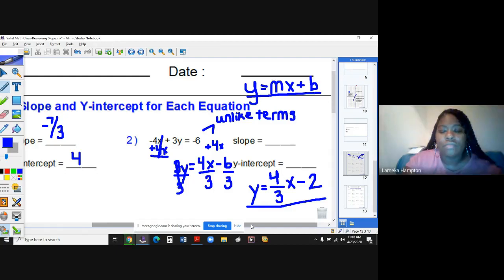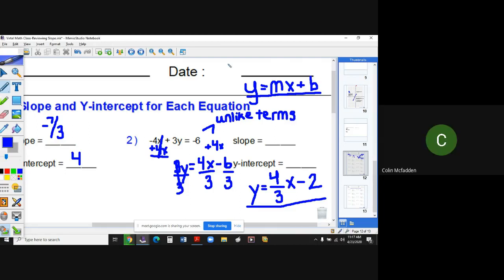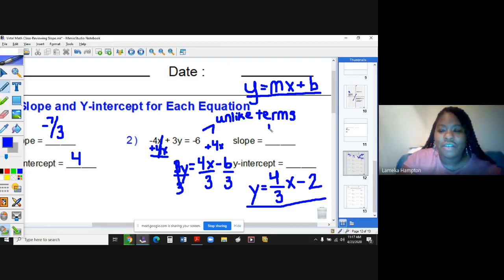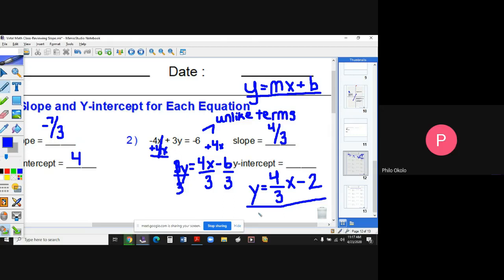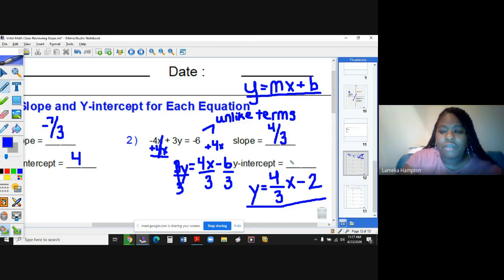Don't know, Miss Hunt. Okay. So remember, the slope is the number or fraction that's next to the letter x. So what fraction is next to the letter x? Yes, thirds. So always remember your slope is going to be the number that's next to the letter x. And that number could be positive, it can be negative, it can also be a fraction that can also be positive or negative. All right. And then what is my y-intercept for this particular equation? -2. Yes, ma'am. Very good, Miss Philomena.